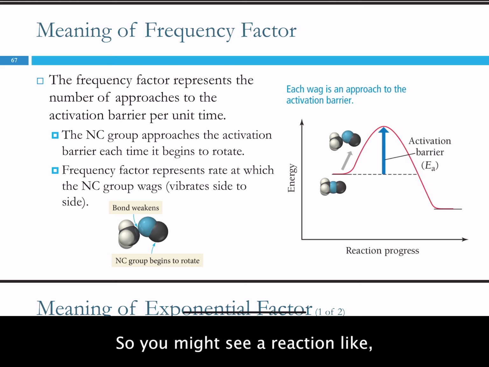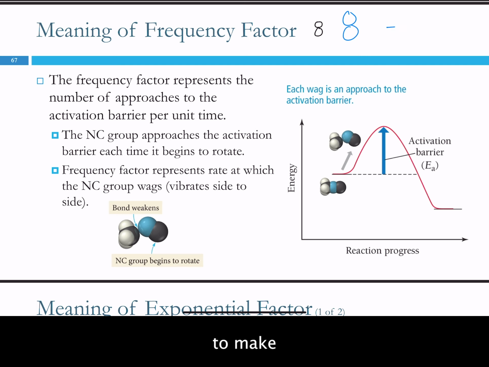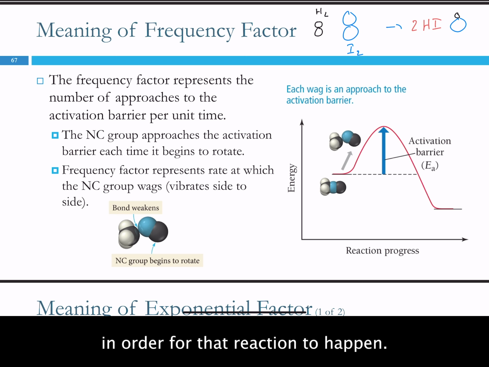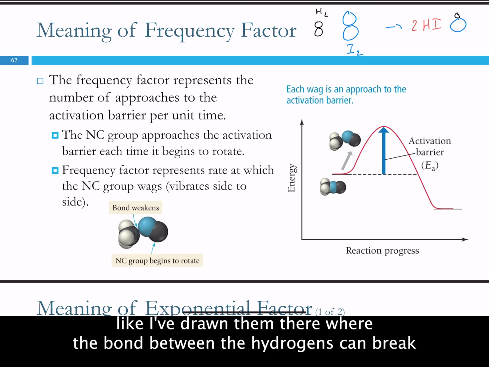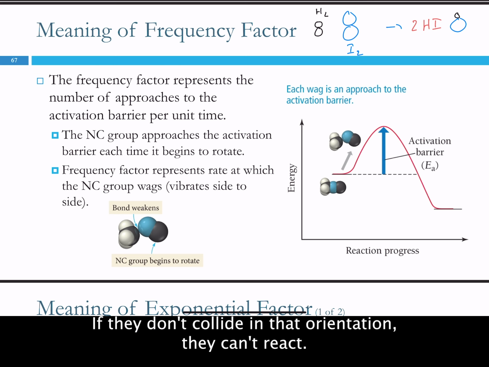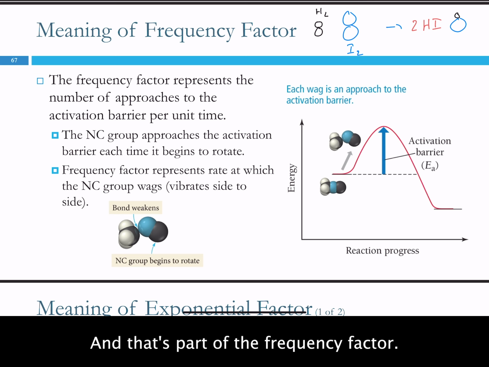So you might see a reaction like hydrogen reacting with iodine to make, these are the hydrogens, H2, this is I2, and then you get 2HI. They have to collide in the right orientation in order for that reaction to happen. And probably side to side, like I've drawn them there, where the bond between the hydrogens can break and the bonds between the iodines can break, and they can form these new molecules. If they don't collide in that orientation, they can't react. And that's part of the frequency factor also.